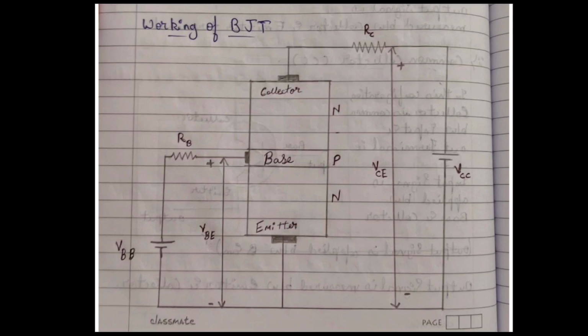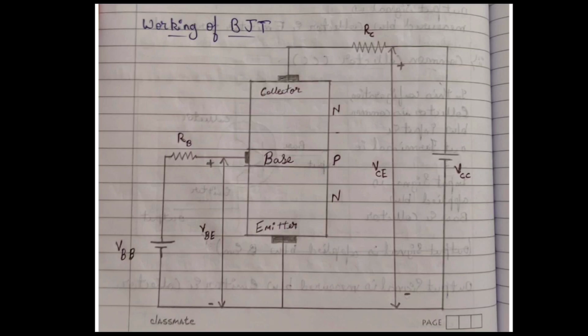The electrons from the emitter region will be pushed towards the base region, because we know that the negative terminal of the battery is connected to the emitter, and the positive terminal of the battery is connected to the base junction. So the electrons from the negative terminal of the battery go towards the n type emitter, and that region becomes electron rich.